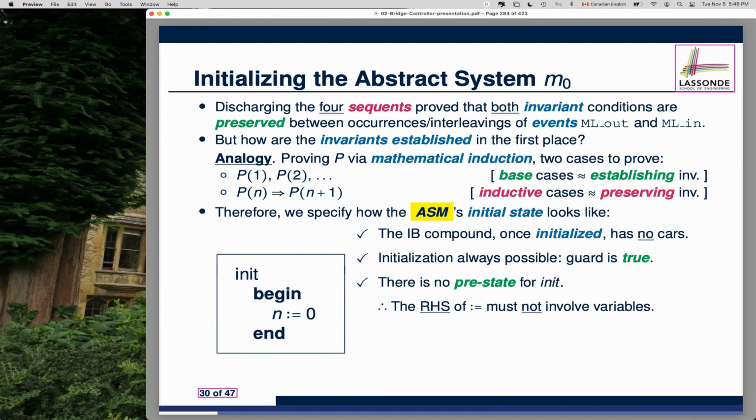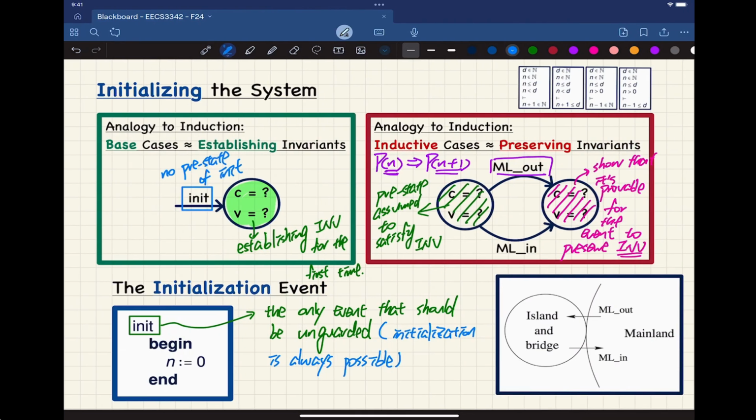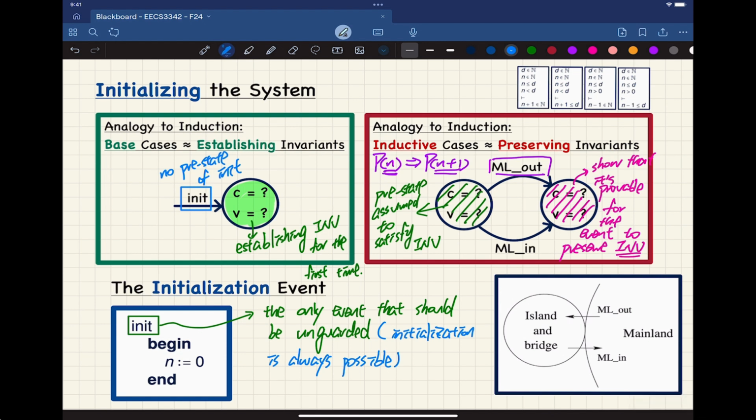And the next one: it must not involve variables. So whenever you see the right-hand side over here for the inits, this must be constants, always constant. On the other hand, if you say n is initialized to be n plus 1, this is wrong. Okay? This one here is not a valid init action, because there is no pre-state value of n.